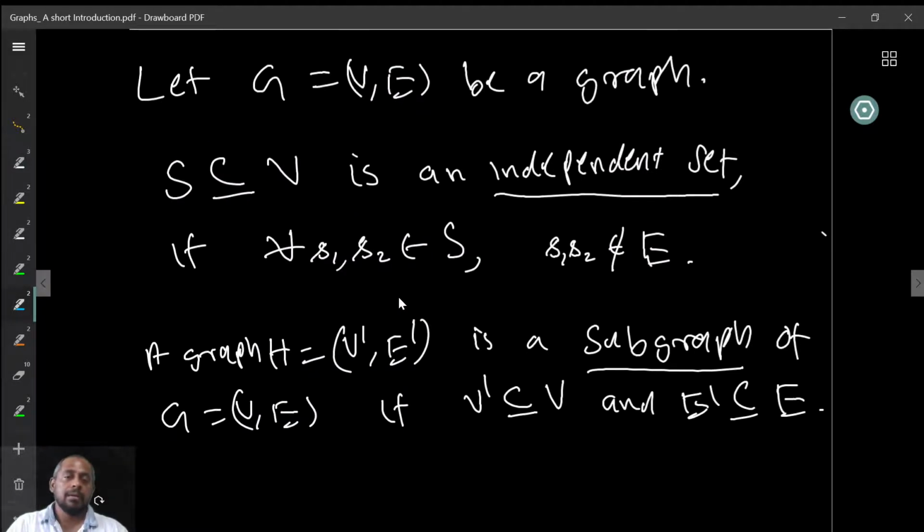Now, given a graph H, let's say (V', E'), we say H is a subgraph of the graph G if V' is a subset of V and E' is a subset of E. So a graph H is a subgraph of G if V' is a subset of V and E' is a subset of E.